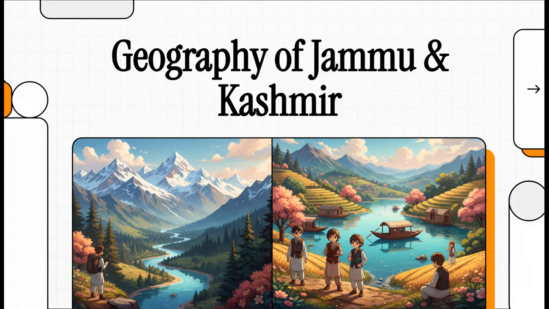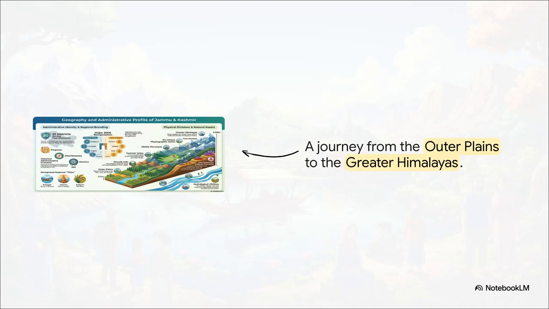Welcome to the Explainer. Today we are going on a journey from the sun-baked plains of northern India all the way up to the frozen peaks of the Himalayas. And we're doing it all within just one region, the incredible, diverse Jammu and Kashmir. So the way we're going to do this is like an ascent. Think of it as a climb. We'll start down in the lush, low-lying plains in the south, and then we're going to work our way up, layer by layer, through the hills, into the valleys, and finally, right up to those massive Himalayan peaks.